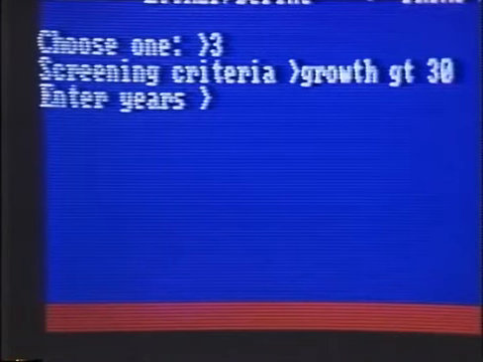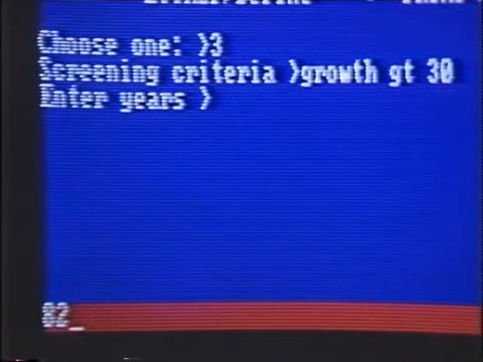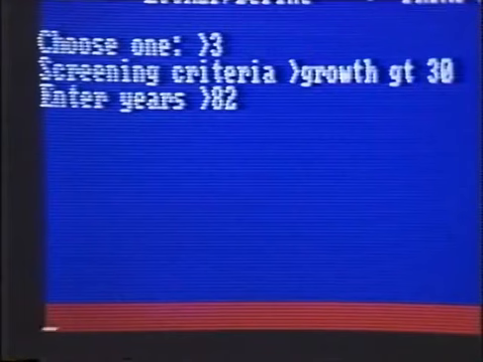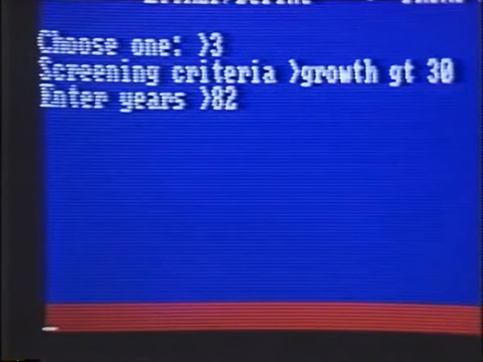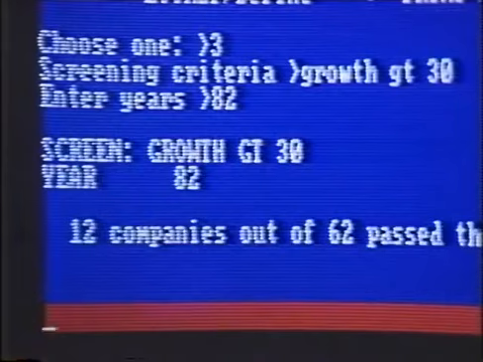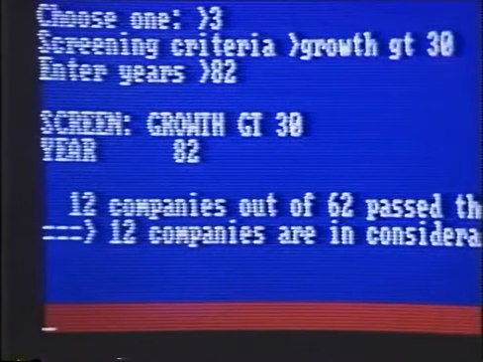Let's say it's over the period ending in 1982, since some of them may have different time periods that are sitting in there. So you're asking for a subset of those 62 which have a growth rate of 30% or more over the past 5-year period, up to 1982. Compound growth rate. So we've seen that the EasyScan has given us 12 companies now in consideration.